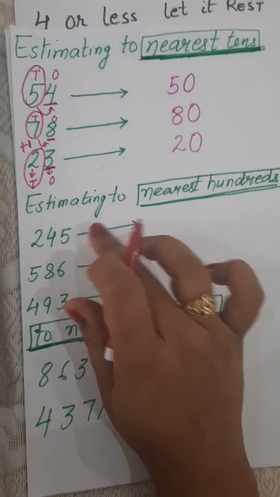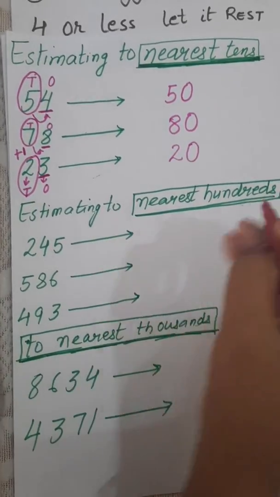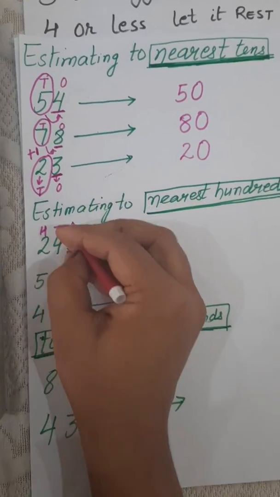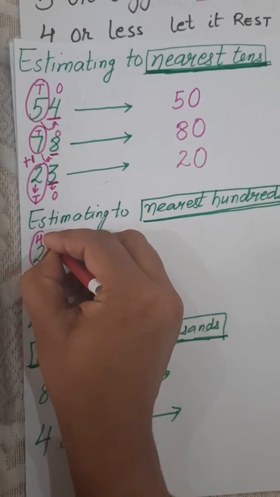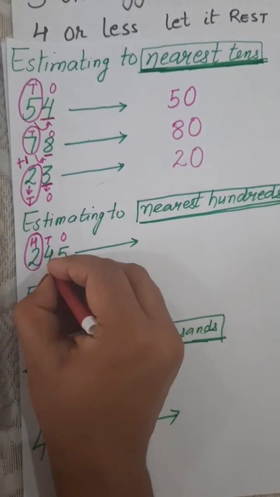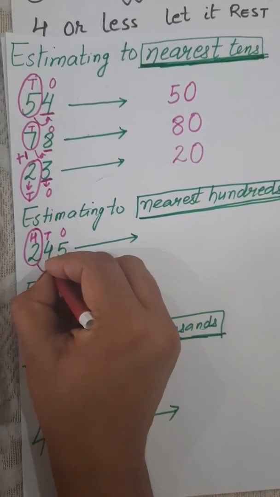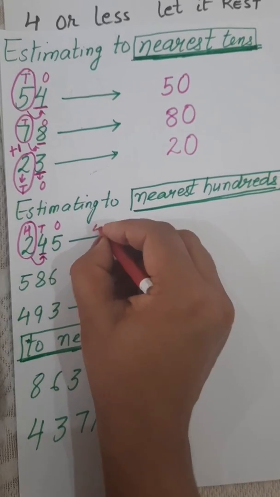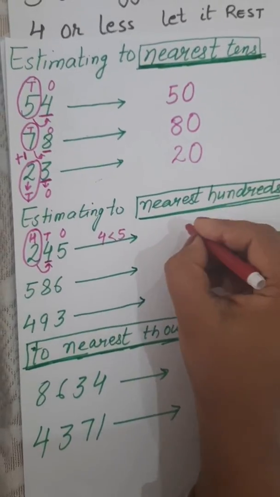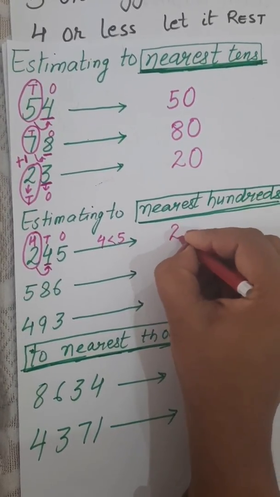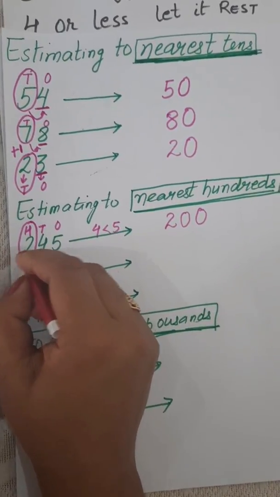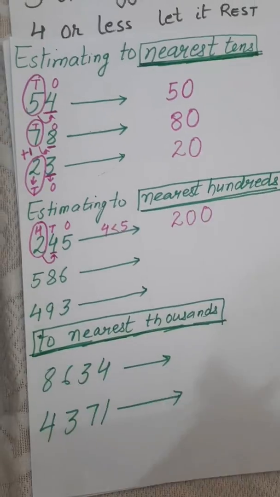Now next is estimating to the nearest 100. So ones, tens, hundreds. According to the first step, circle the digit you are rounding to, then underline the digit to the right. This digit, 4, is less than 5, so it becomes 200, because anything to the left remains the same and anything to the right becomes 0.